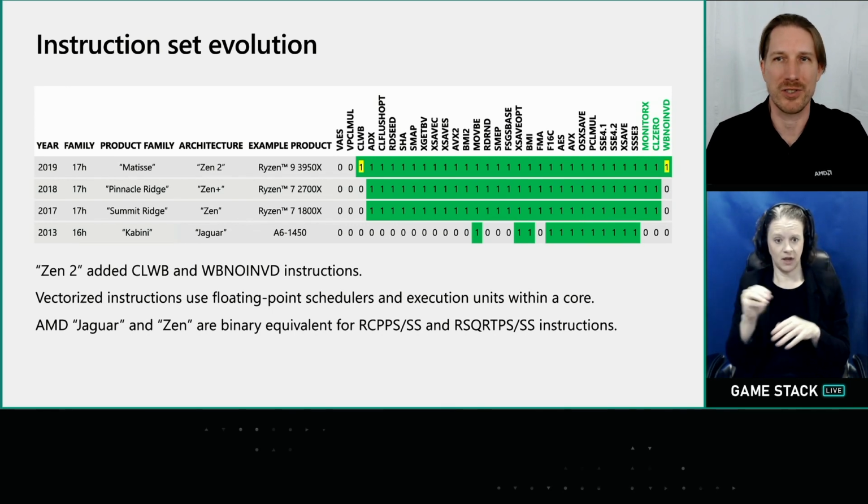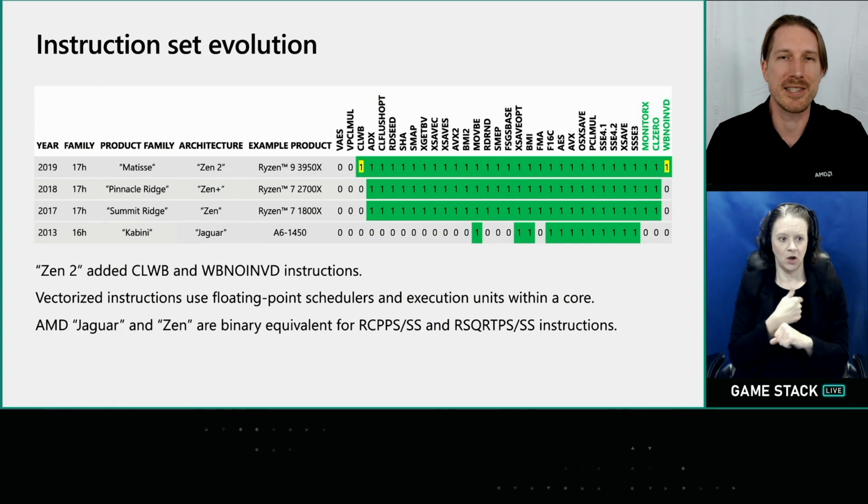AMD and Intel processor results may not be binary equivalent for reciprocal and reciprocal square root instructions, although both vendors are ISA compliant. However, we intend AMD Jaguar and Zen to be equivalent for floating point instructions. Please note, Zen 2 does not support AVX-512 or AMX instructions.